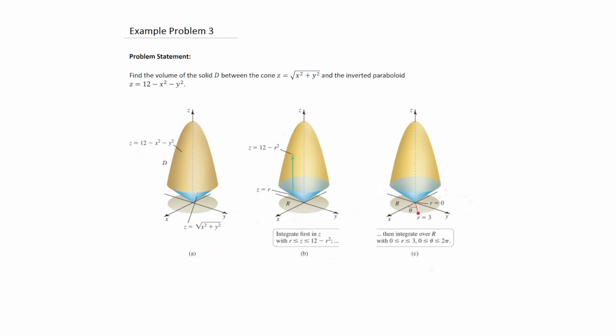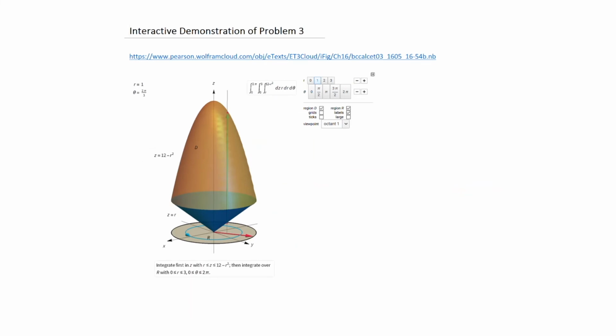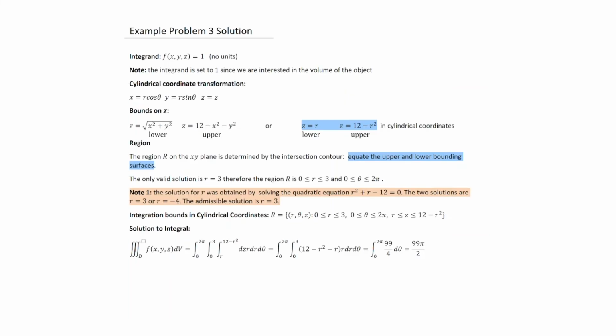And so what we can do now, if you want to take a look at this URL for an interactive version, we can then solve the problem. Okay, so the integrand, f of x, y, z equals 1, it has no units. So we set it to 1 since we're interested in the volume of the object. We'd just be integrating dV, which gives you the volume. So as before, the cylindrical coordinate transformation has this form.